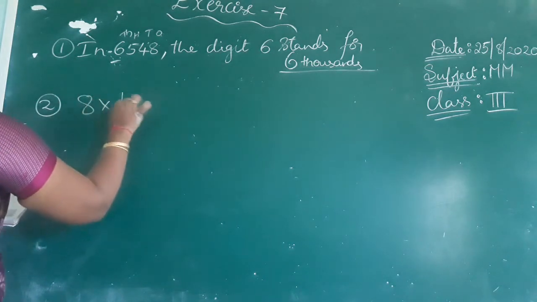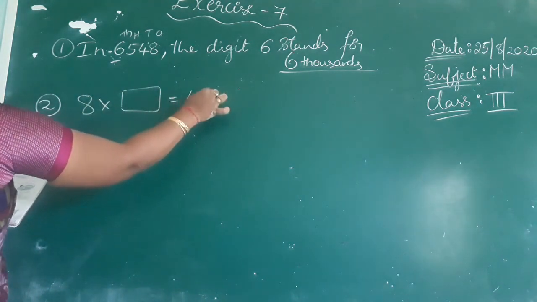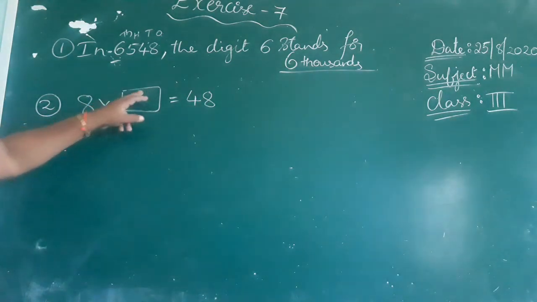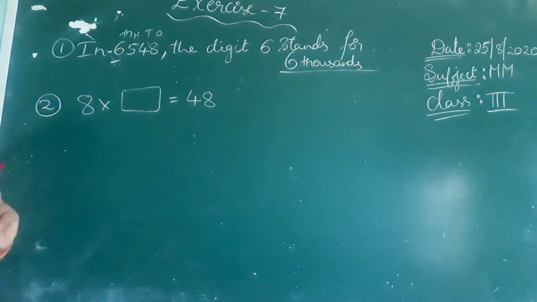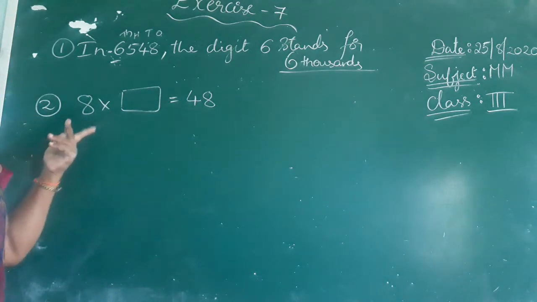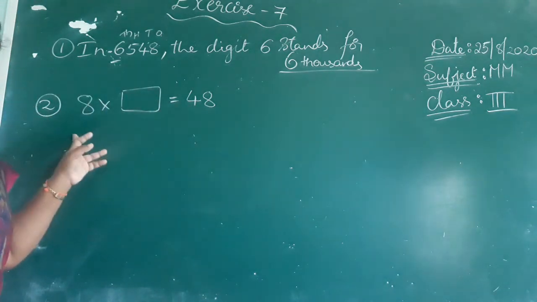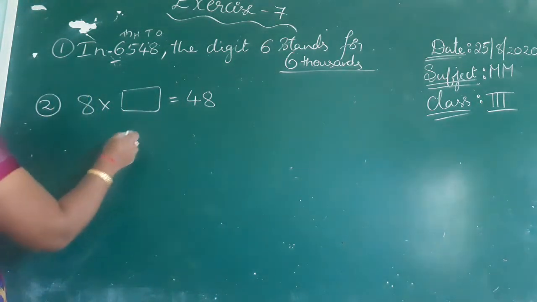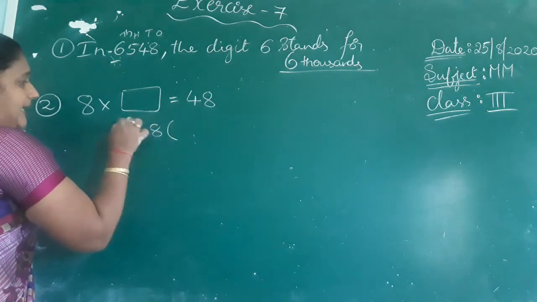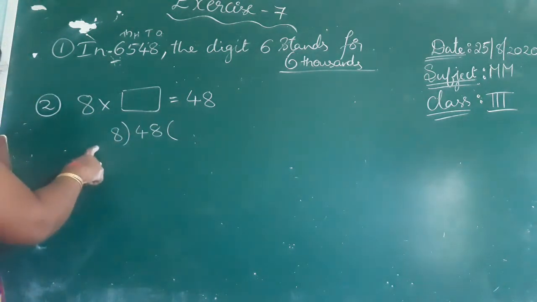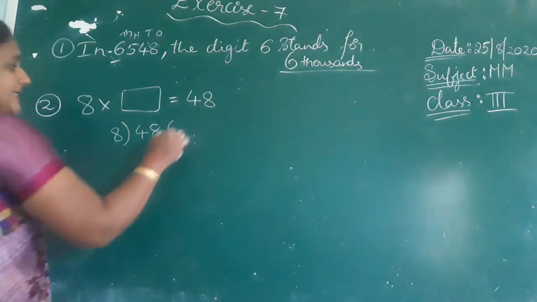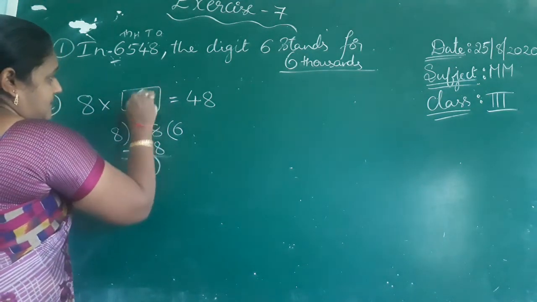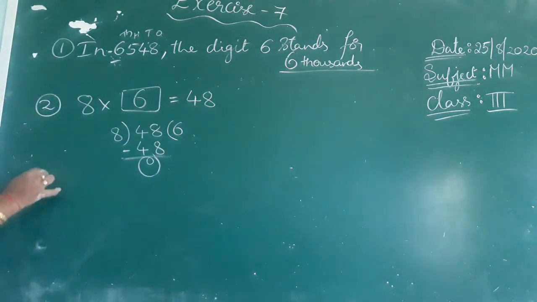8 into blank equal to 48. Children, if you observe, if you multiply a number with 8, you will get 48. That means, in the 8th table, when it comes 48. Think like that. So, you have to divide 48 by 8. In the 8th table, when it comes 48, 8 sixes are 48. So, what is left? 6. Third one.